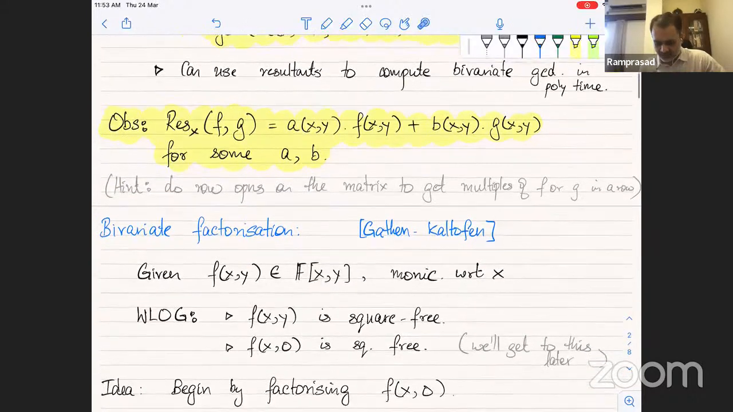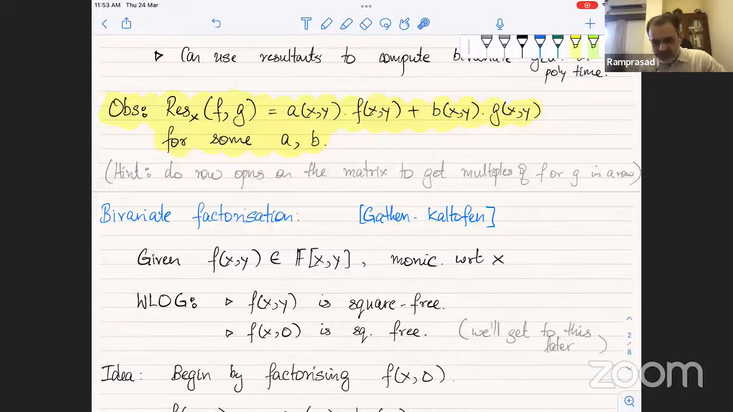Okay, and the idea was, let's look at the polynomial f of x comma 0. Now this is a univariate polynomial because all y's are gone. Y's have been set to 0. And let's factorize that first. And then let's somehow try and build on top of that factorization and figure out the factorization for f of x comma y overall.